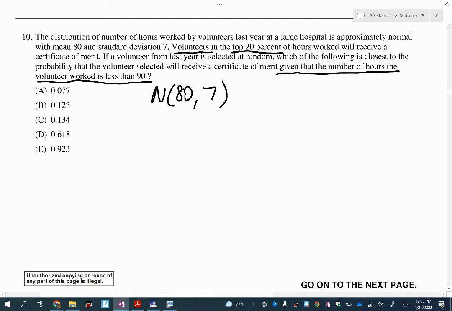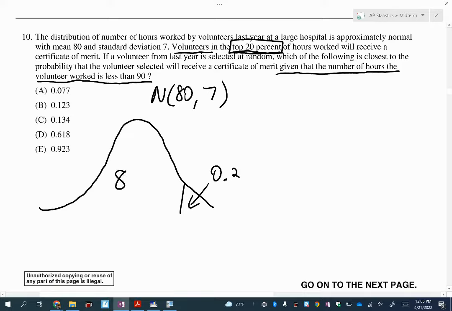Okay, so the first thing that I did was I went and found the top 20%. All right? Do you know that that's another way of saying what? So the top 20%. So if this is 0.2, then this is 0.8. So if you're in the top 20%, you're the 80th percentile. Okay? So we can go to our calculator and find that z-score.